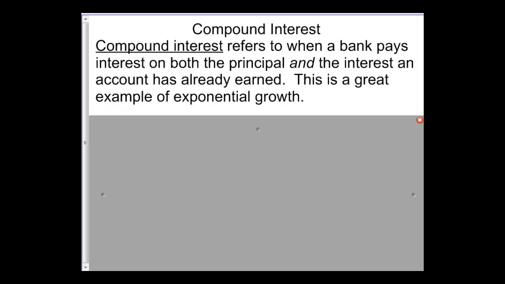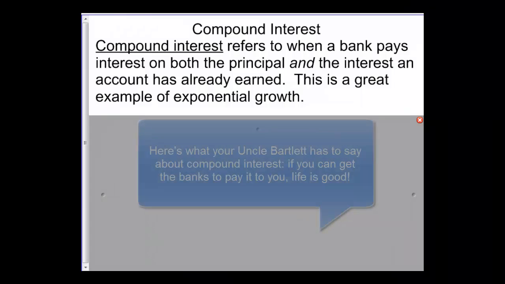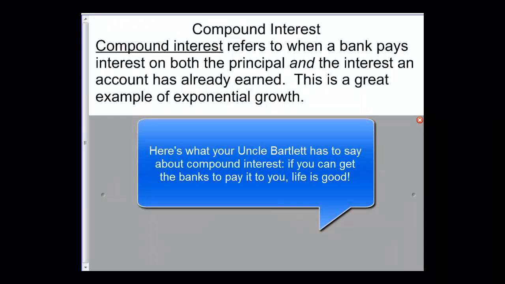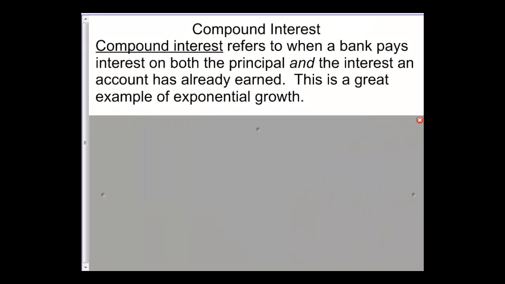The best example of real life exponential growth, other than maybe population size, something that would be very important to you financially down the road, is compound interest. Compound interest refers to when a bank pays interest not only on the principal or the amount that you put into the bank, but it also pays interest on the interest that they've already paid you. So basically you're making money on the bank's money. It's a great situation if you can find examples of compound interest, because as you can see, exponential growth means your money is growing exponentially.